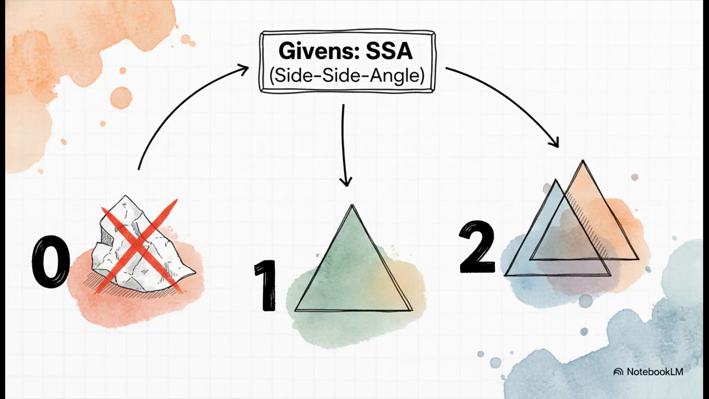Sometimes, with the numbers you're given, you can't make a triangle at all, 0. Other times, you get exactly one perfect triangle. But, and this is the crazy part, sometimes you can create two completely different triangles from the exact same starting pieces. That is what we mean by ambiguous.